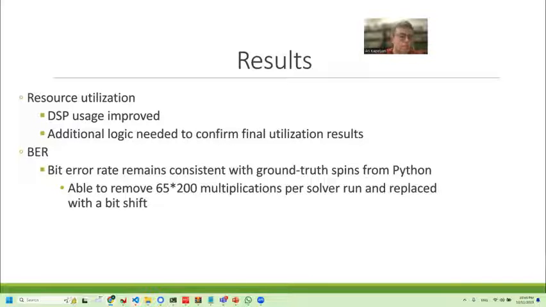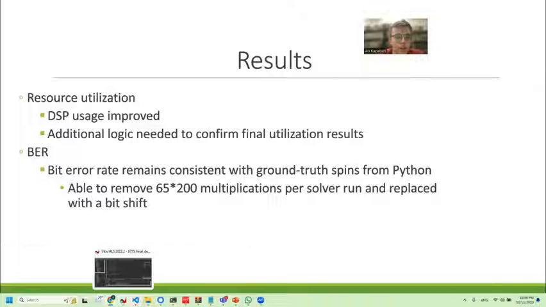So a bit about our results. Overall, we definitely saw an improvement in DSP utilization as we were able to move a bunch of multiplication. And confirming the initial functional correctness, we added a bit of extra logic, which upped our utilization. We saw that the BER and spin outputs worked up to 2.18 precision, so anything above that worked as expected. And we're also able to remove multiplications per time step by replacing them with a bit shift, which over 200 time steps is quite significant. They occur at every time step, so any multiplication which we remove leads to a very significant savings.